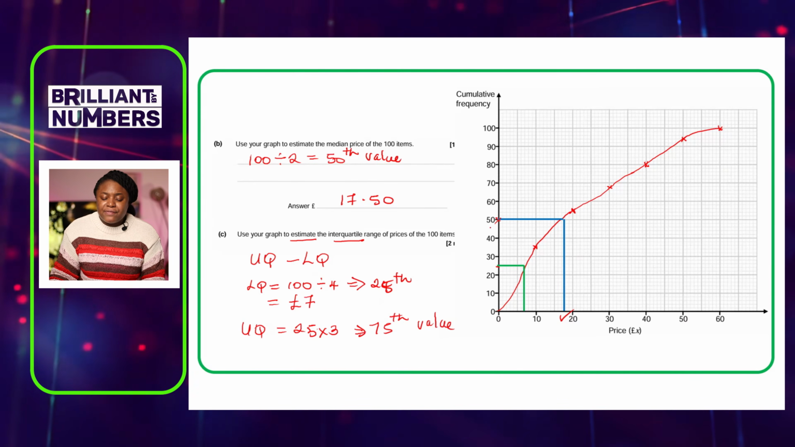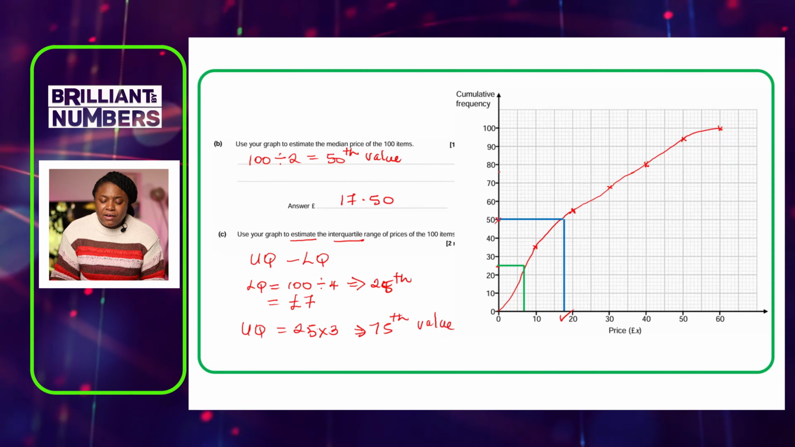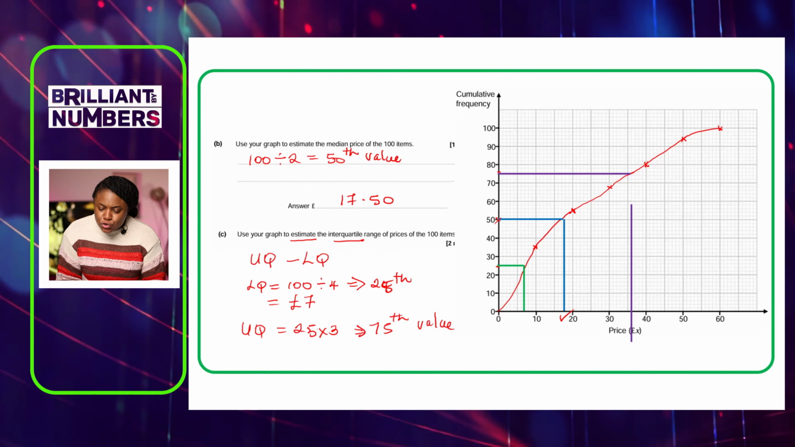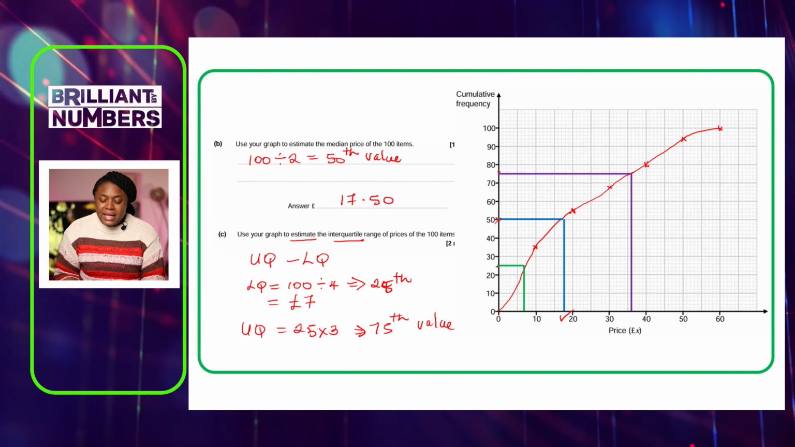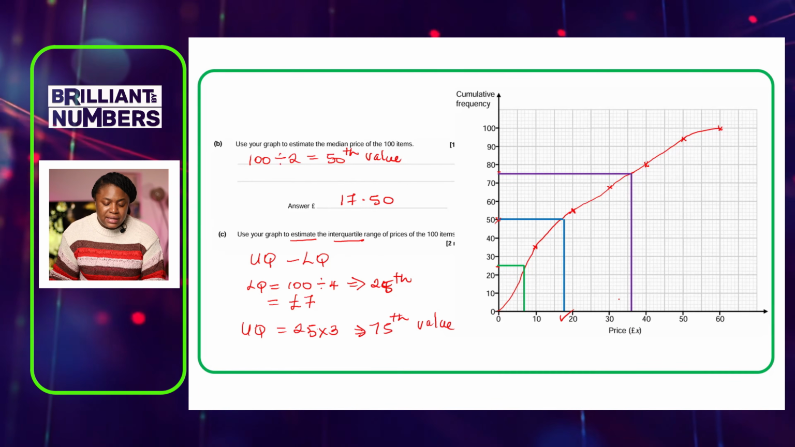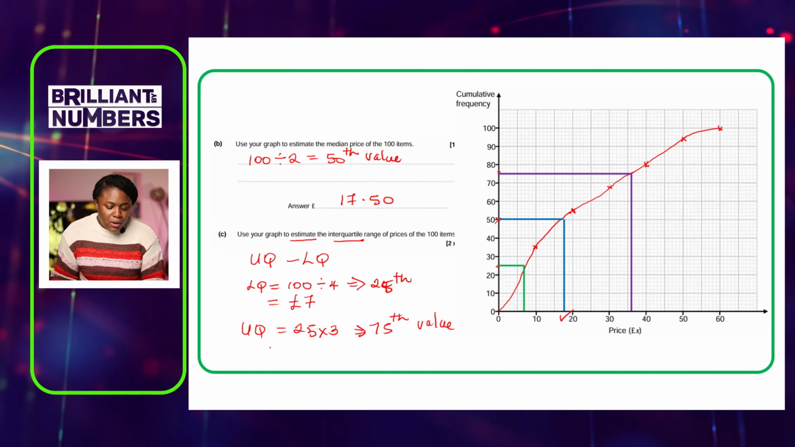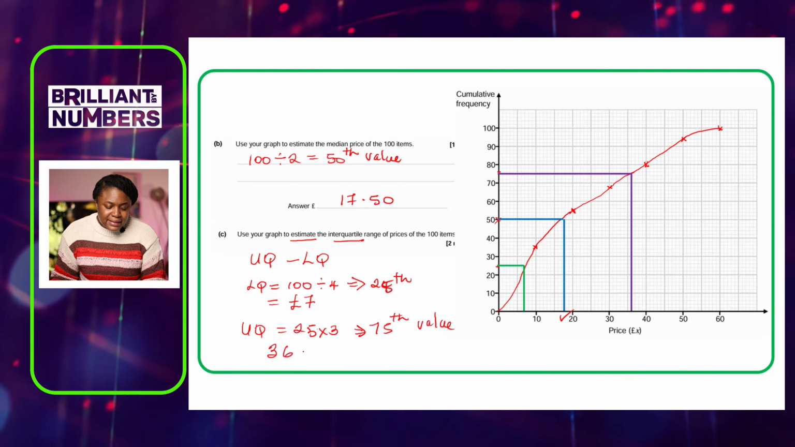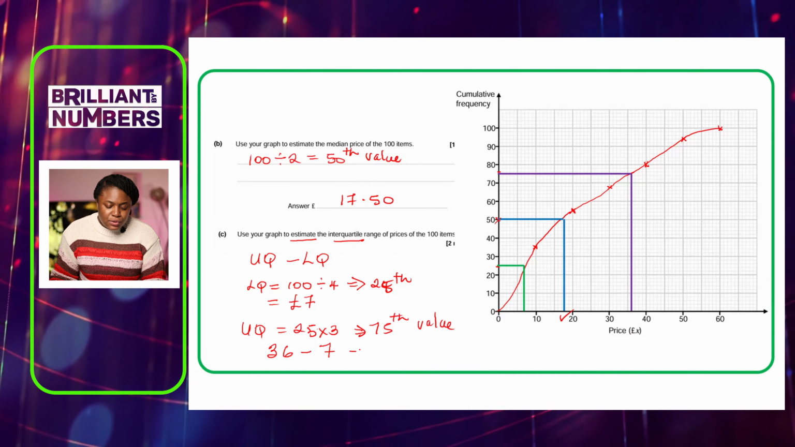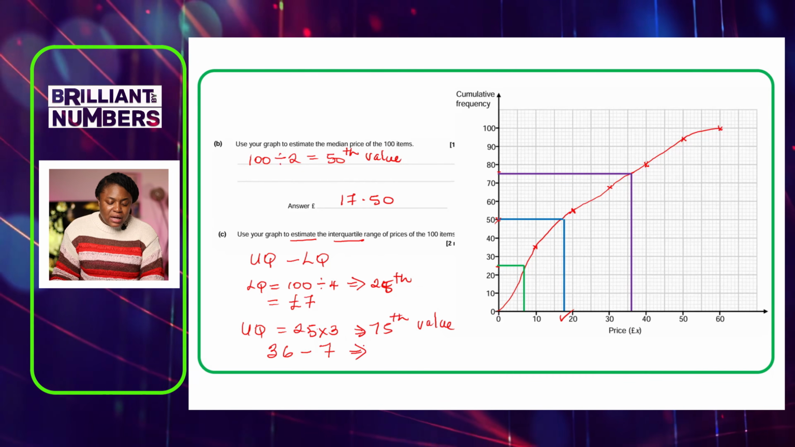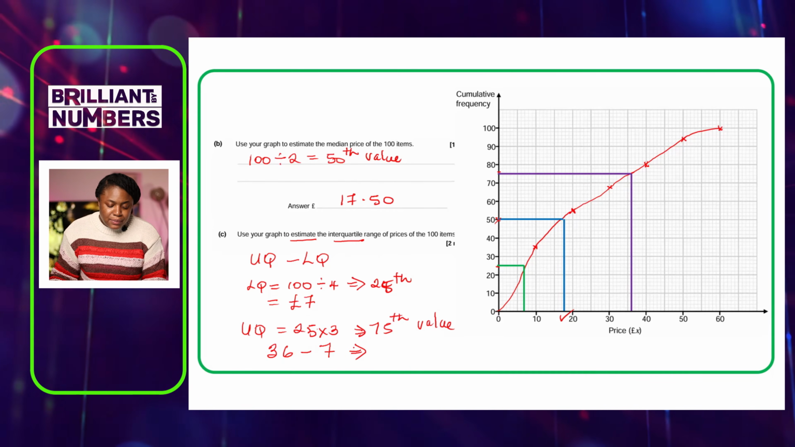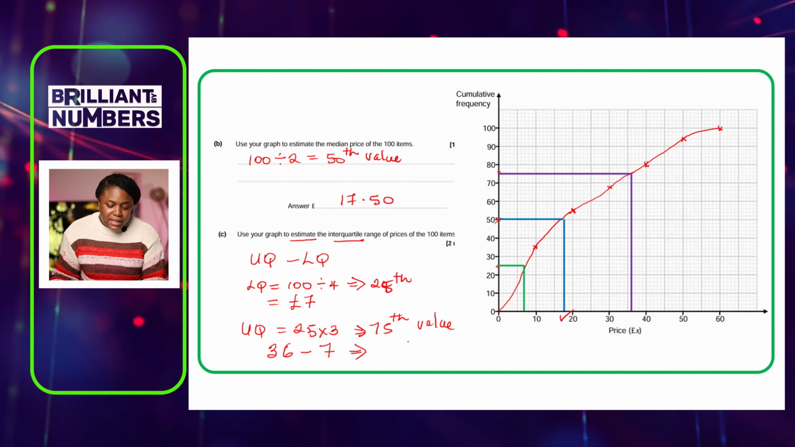So that's the 75th value. So I go to my graph and I'm going to find 75, halfway between 80 and 70. Draw a line across. Then I'm going to draw a line down to read that off. I can see here 30, 35, 1 away, that will be 36. So now I need to do upper quartile, which is 36, take away the lower quartile, which is 7. So I now need to just do my subtraction. So 36 take away 7. So I'm just going to do that quickly so I don't make a mistake here.